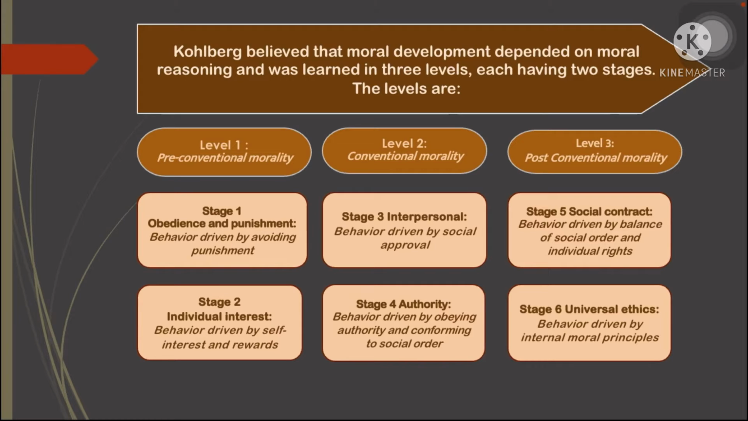Stage 2, Individual interest, behavior driven by self-interest and rewards. Stage 3, Interpersonal, behavior driven by social approval. Stage 4, Authority, behavior driven by obeying authority and conforming to social order. Stage 5, Social contract, behavior driven by balance of social order and individual rights. And lastly, Stage 6, Universal ethics, behavior driven by internal moral principles.